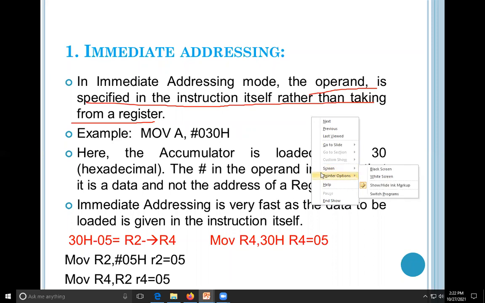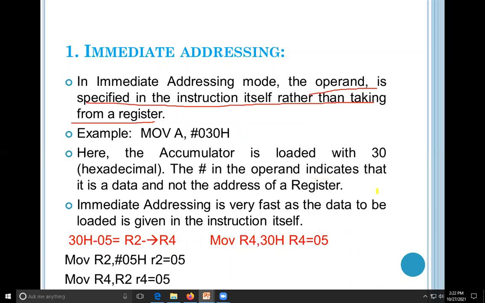It is the value itself, not a register, and not a memory location where a value is stored. You have a direct value and you move it to the register A. 30h is a hexadecimal value which is directly transferred to the accumulator A. The hash indicates that it is data, not an address and not a register.